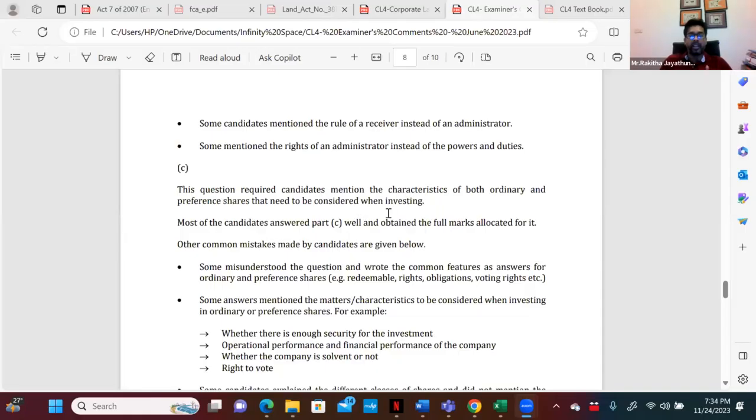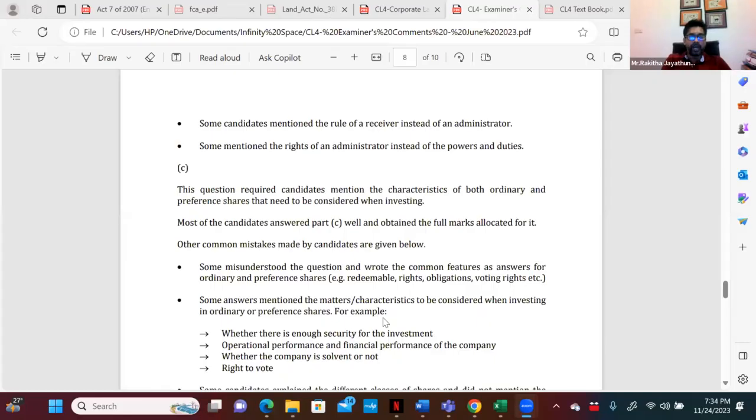This question required candidates to mention the characteristics of both ordinary and preference shares that need to be considered when investing. Most did well and obtained the full marks allocated. Other common mistakes, look at here. Some misunderstood the question and wrote the common features as an answer. No. Characteristics of ordinary shares, characteristics of preference shares. Why do we explain common features?